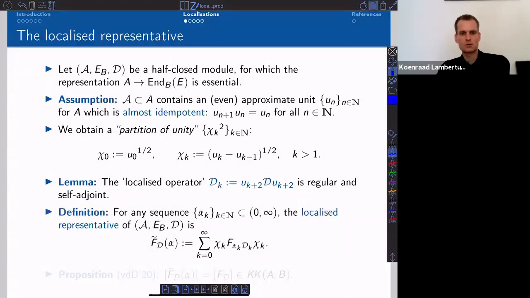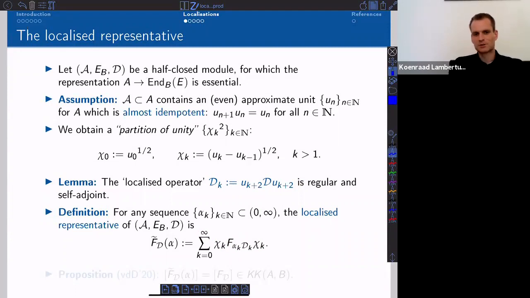And then from these localized operators, we're going to construct what I call a localized representative of the KK class. We pick any sequence alpha k of positive numbers. We first rescale our operator dk by this positive number alpha k. Then we take the bounded transform of this rescaled localized operator. And then we batch together all these bounded transforms using our partition of unity. So we take an infinite sum here. This sum is strongly convergent, so it gives us a well-defined operator.